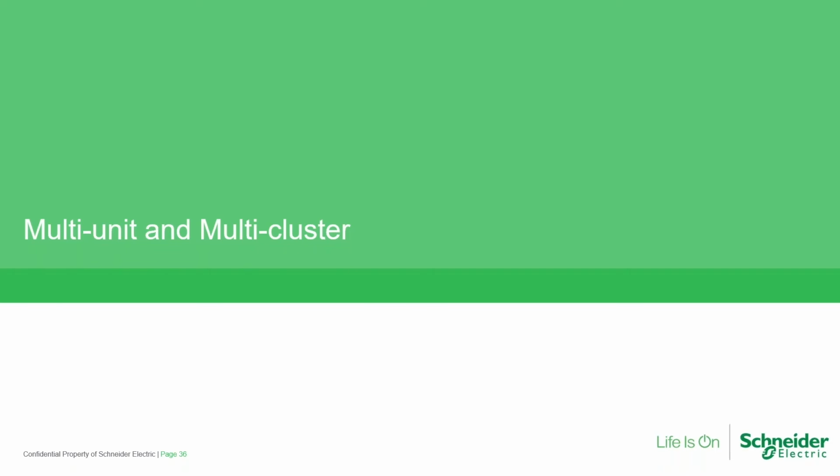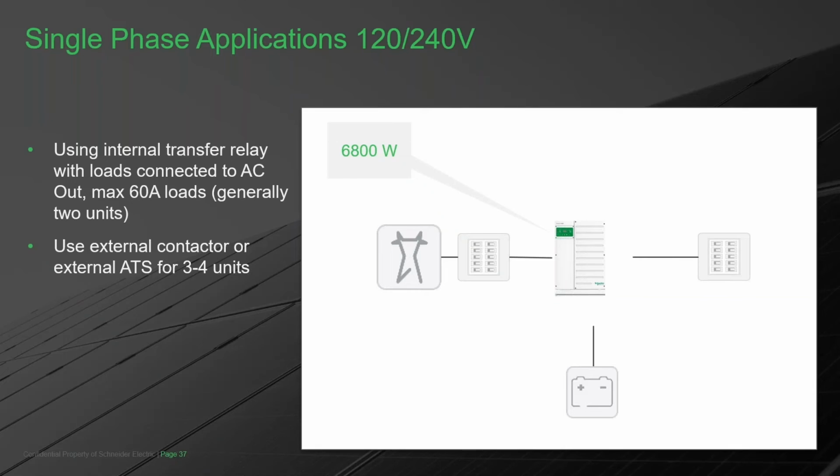So let me dive into what this multi-unit, multi-cluster architecture looks like in a 120-240 system, starting with one inverter. Right. So this inverter is a 6,800 watt. It can overload to 8,500 watts for 30 minutes.